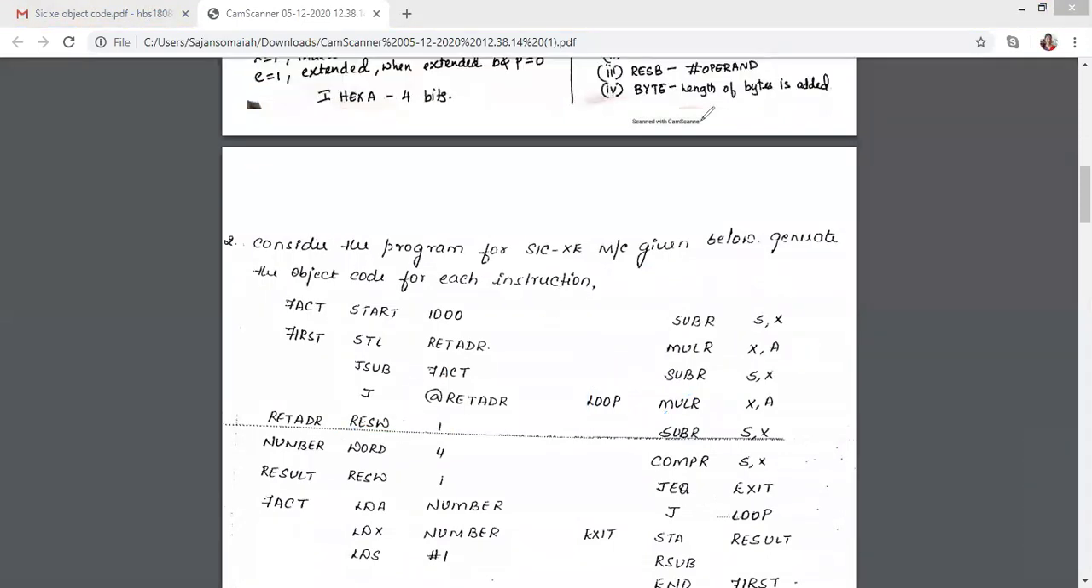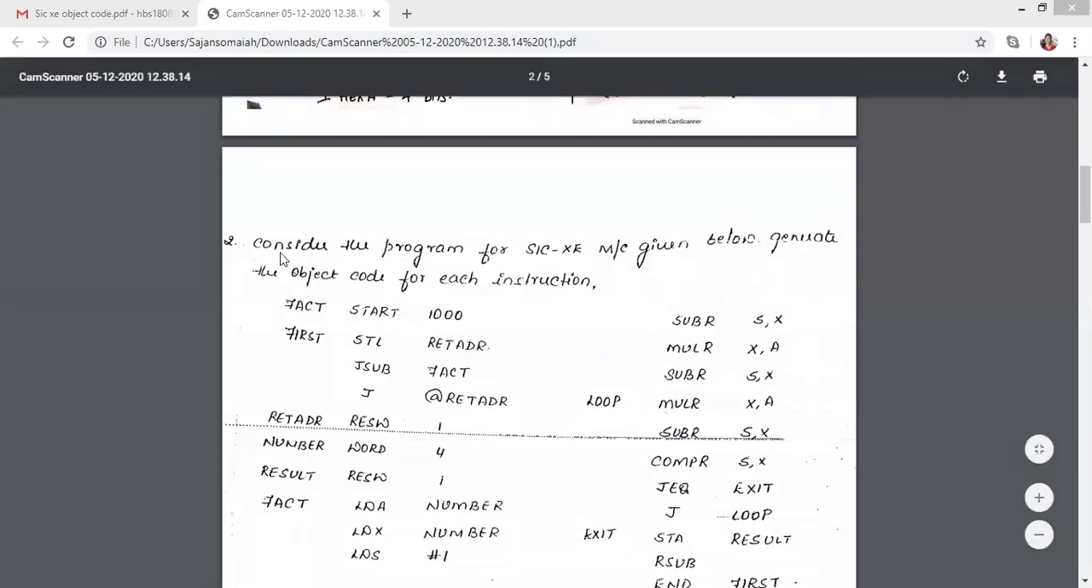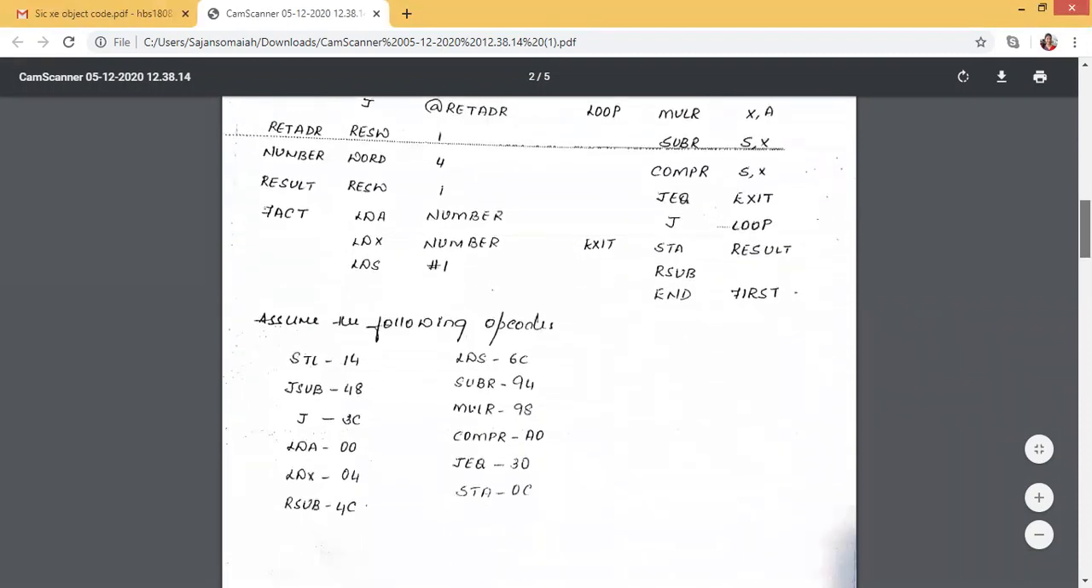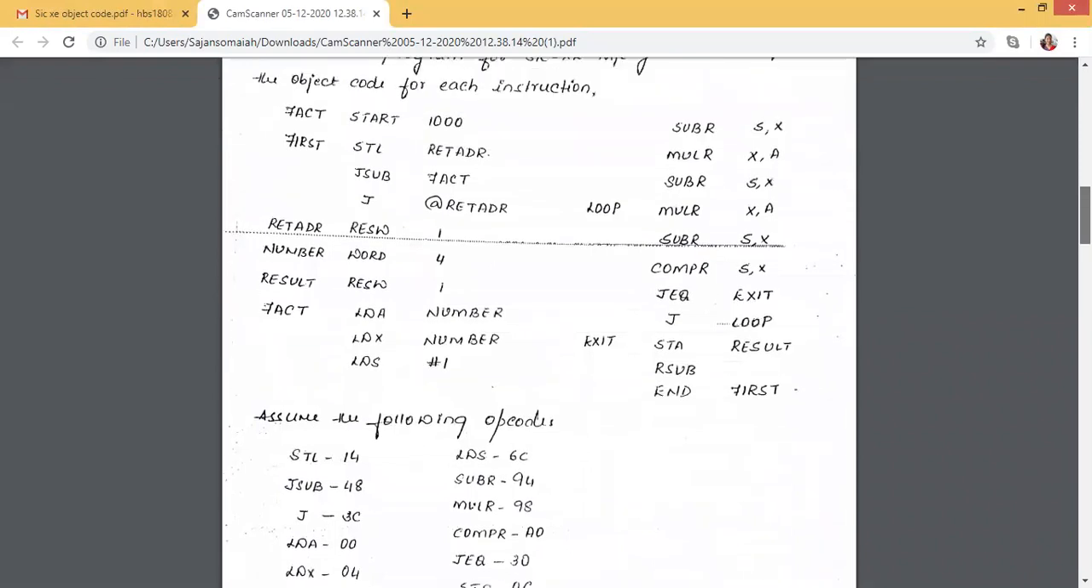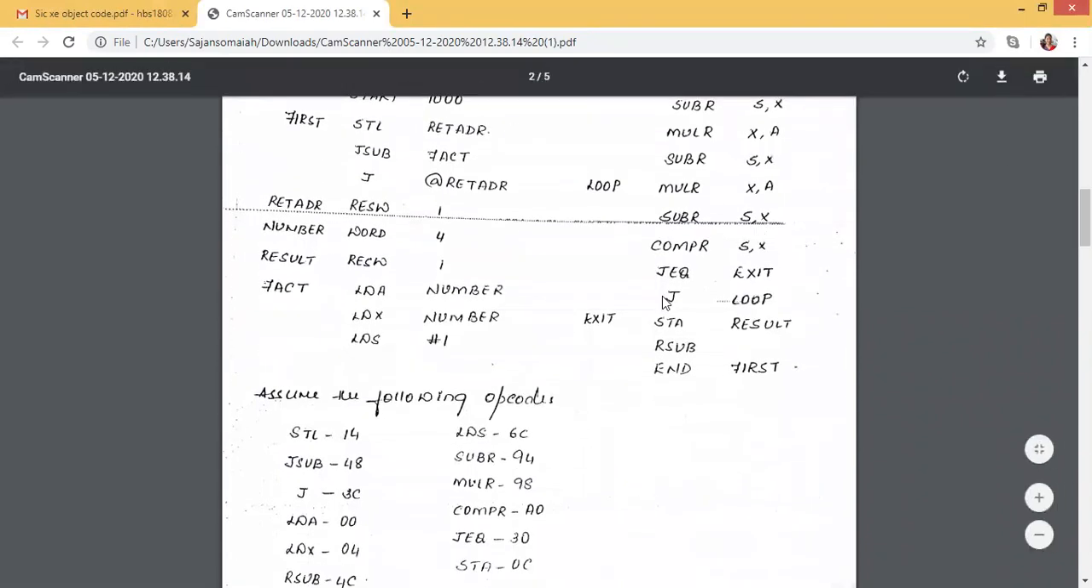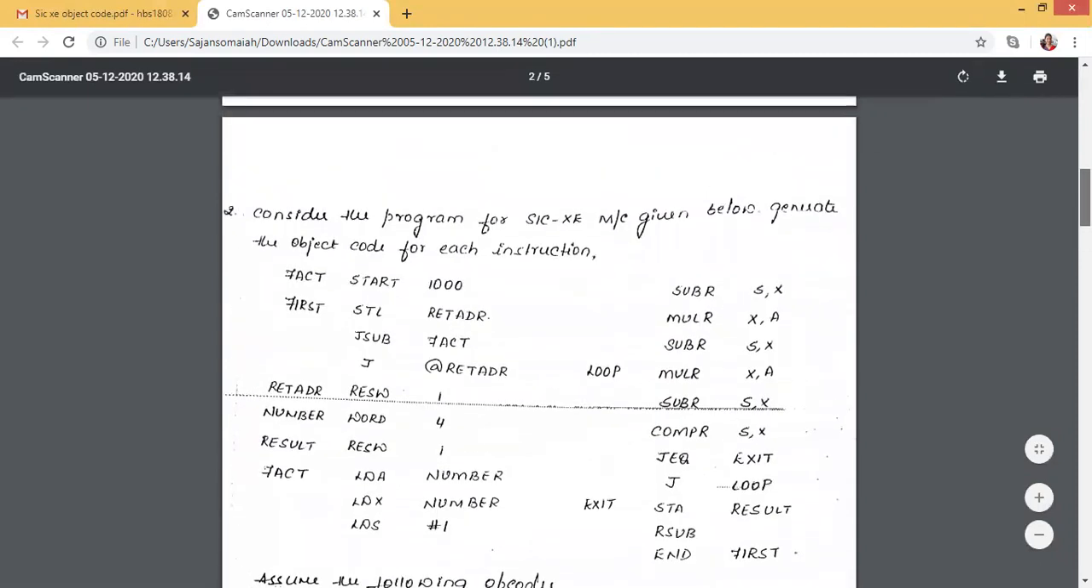So let us proceed with the problem here. It says you have to consider the program for SIC/XE written here, and you'll have to generate the object code. This entire thing will be given to you. I have scanned the question itself, the code along with this. This is only the assembly code, guys, not the object code.